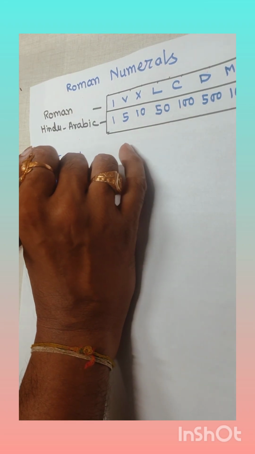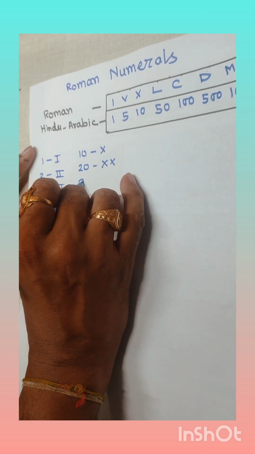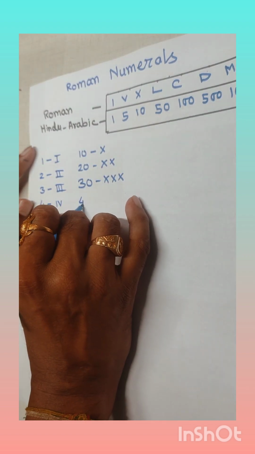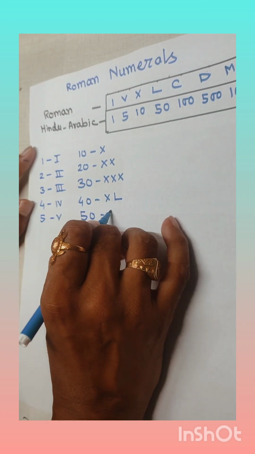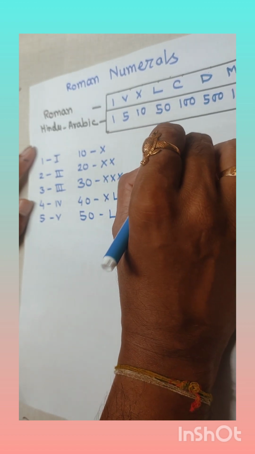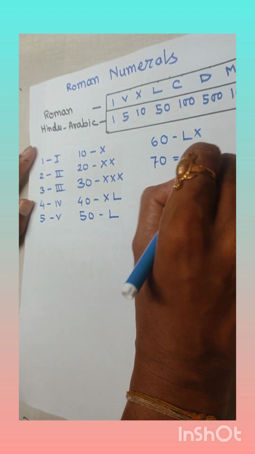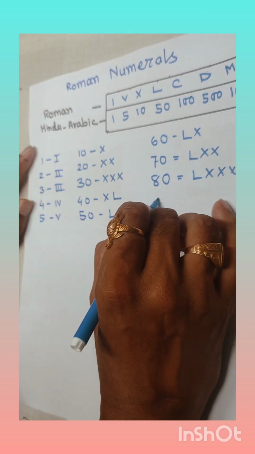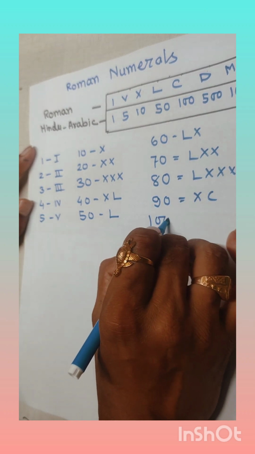Next we transform 10 into X, 20 that is double X, 30 that is triple X, X repeating thrice, 40, XL, 50, L, 60, LX, 70, L double X, 80, L triple X, 90, XC, 100, C.